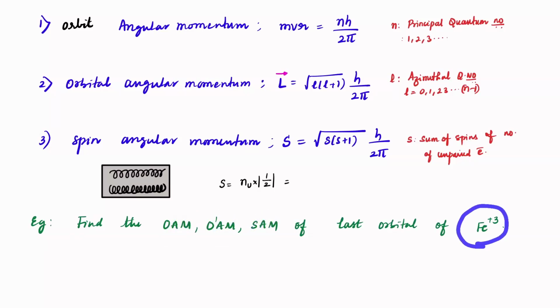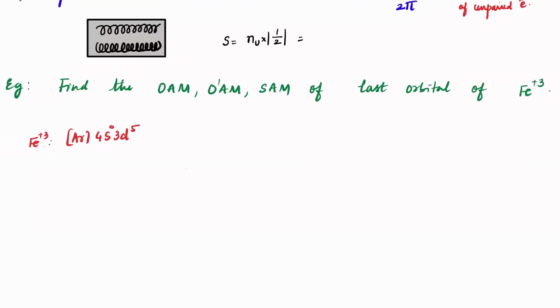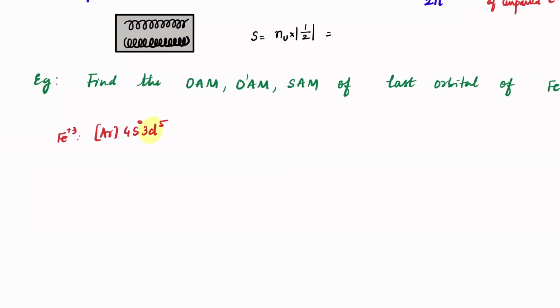If it is asked for the last orbital of Fe plus 3, then how do we do this? We learned the configuration of Fe plus 3 just now. Fe plus 3 has a configuration as argon 4s0 and 3d5. So the last orbital in a sense we are talking about is 3d. It has 5 electrons, distributed this way. We have 5 unpaired electrons here. So the number of unpaired electrons is 5. And the n value of this orbital is 3.